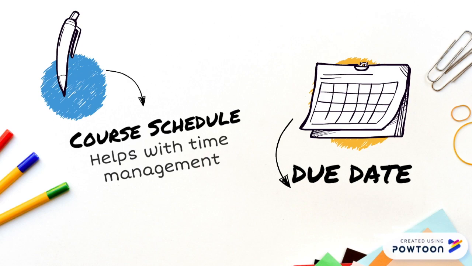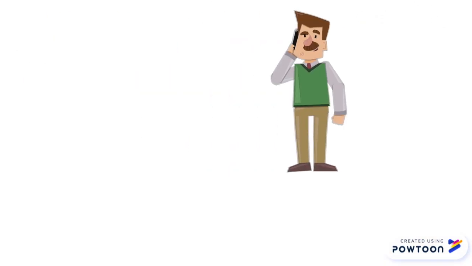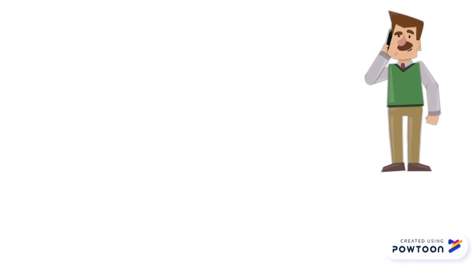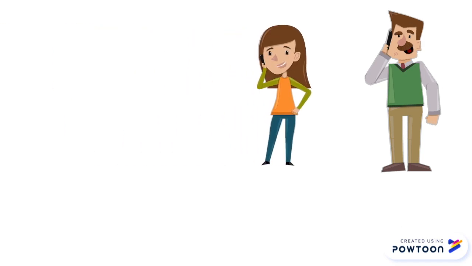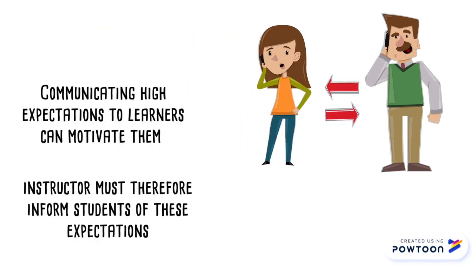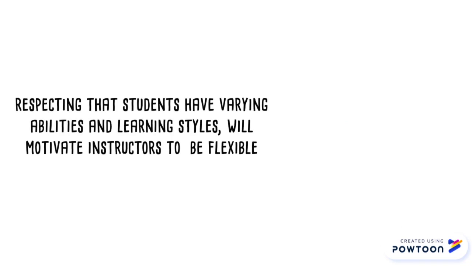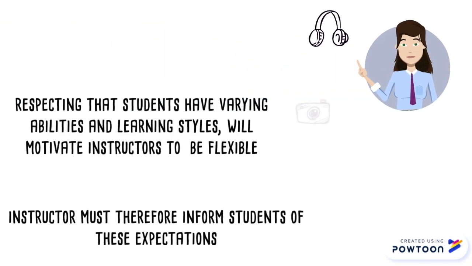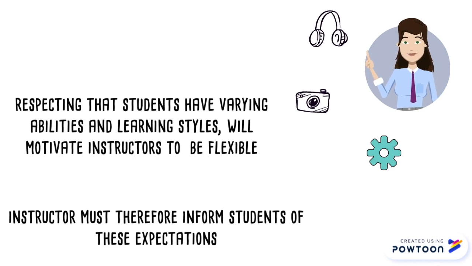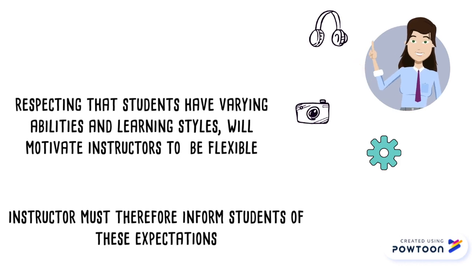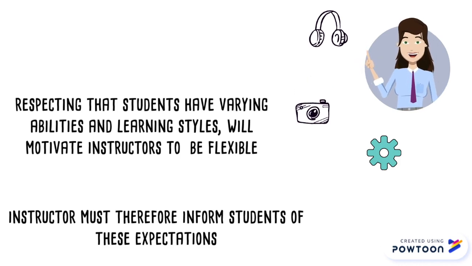The 6th principle states that communicating high expectations to learners can motivate them. The instructor must therefore inform the students of these expectations and support the students as they strive to achieve them. Respecting that students have varying abilities and learning styles will motivate the instructor to be flexible and not try to implement a one-size-fits-all solution. He or she should therefore inquire what appeals to the struggling learners and adjust accordingly.